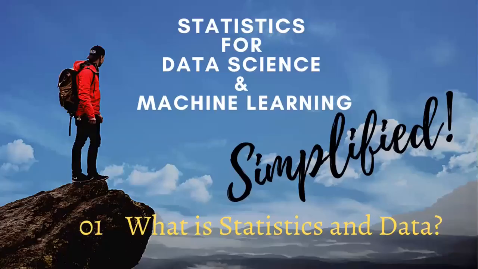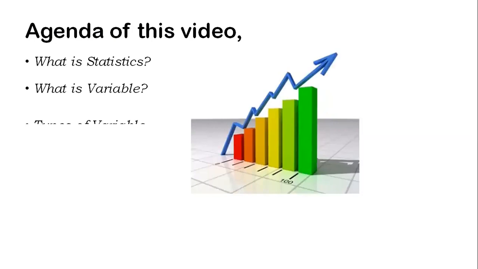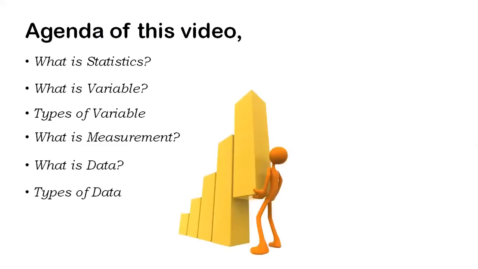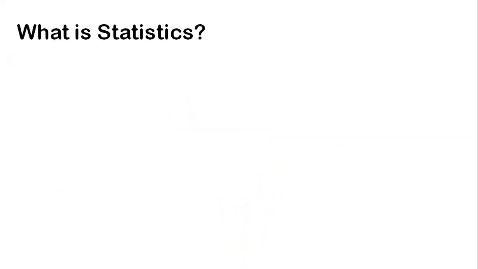With this video, I am going to start a new series of statistics for data science and machine learning. This is part 1. The agenda of this video is what is statistics, what is a variable, types of variable, what is measurement, what is data, and types of data. So let's get started. What is statistics?